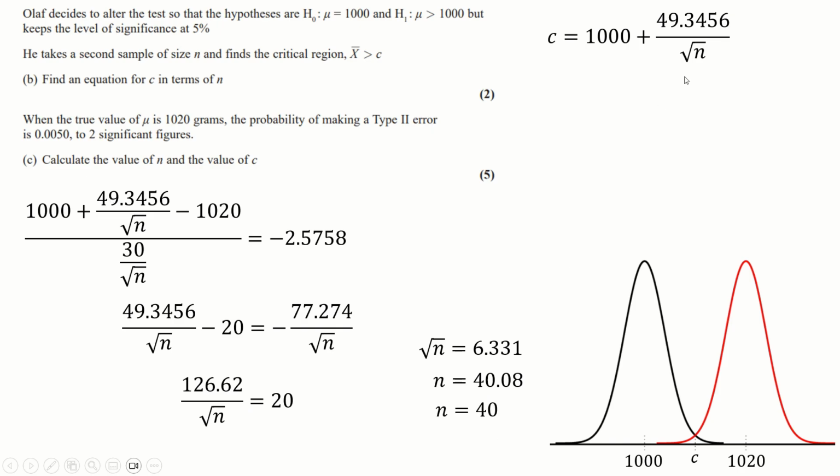And of course, we can pop that n is 40 into here to find our C value, and we get C as this. And that's the entire paper.